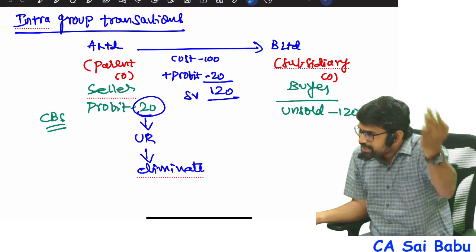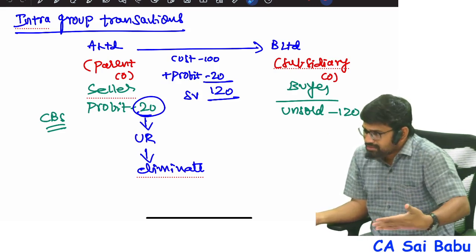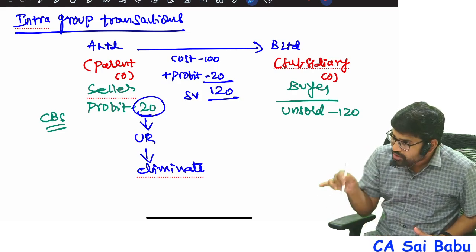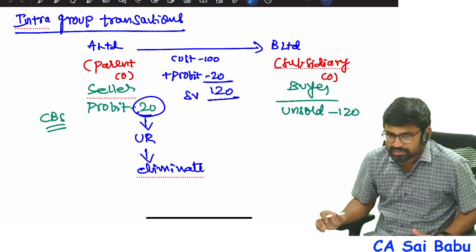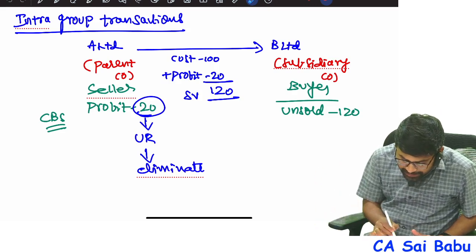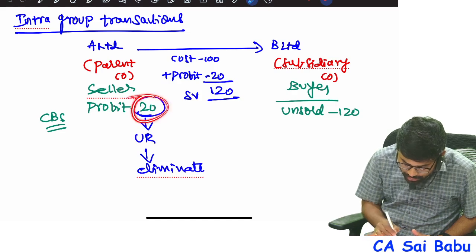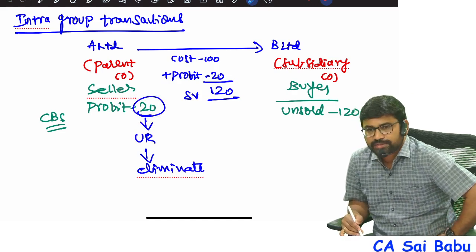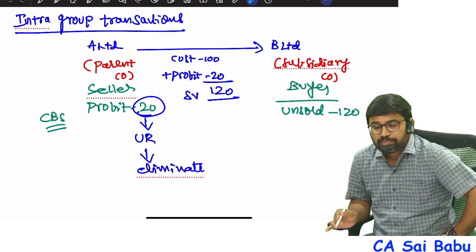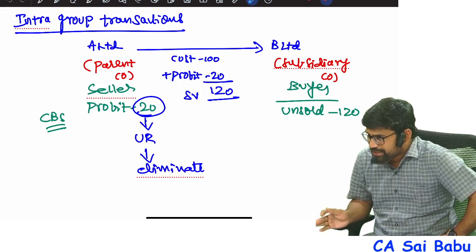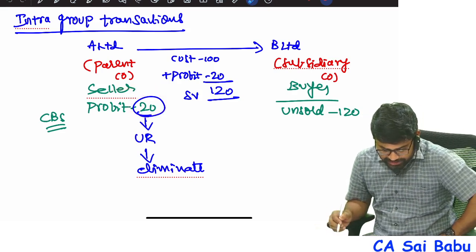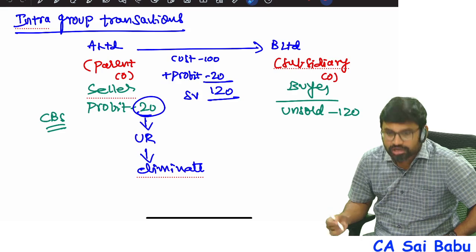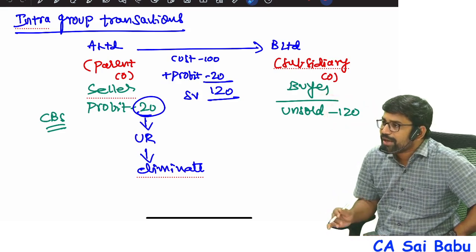So reduce it from the parent company reserves. In the parent company P&L account, this 20 rupees is there. So from the parent company P&L, post-acquisition revenue profits, you reduce this 20 rupees. And also one more adjustment you need to do. What is that? Stock. Inventory value should also be reduced by 20.